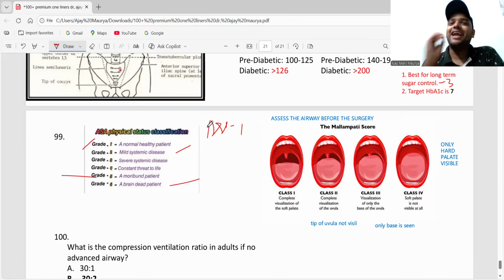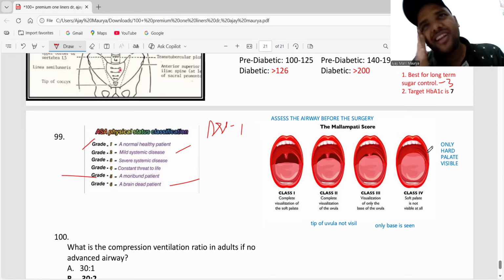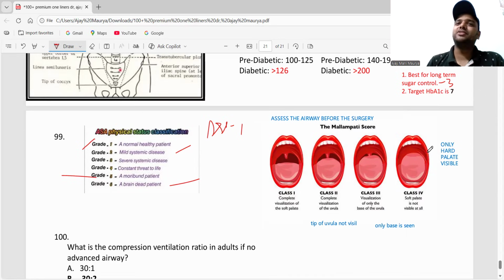See, in class 1, guys, why are we doing this Mallampati score? Because if there is a chance for intubation, it will be easy. Class 1 is complete, all visible. See here, hard palate, soft palate, and uvula, everything is visible. Here only the tip of the uvula is not visible, class 2. Class 3, here only the base is seen. Here everything is not visible, because the first one is the best prognosis, the last one is the worst prognosis.